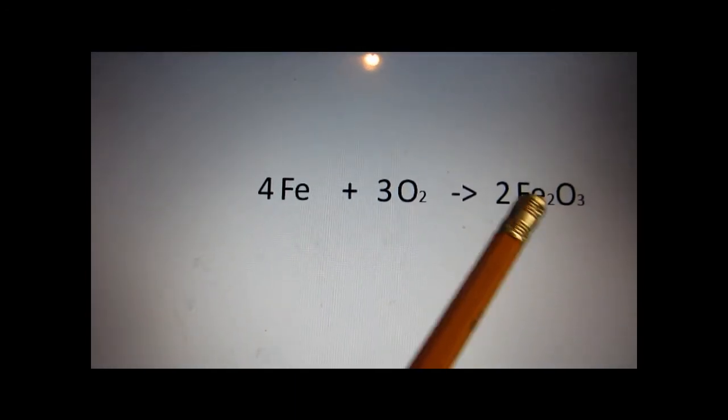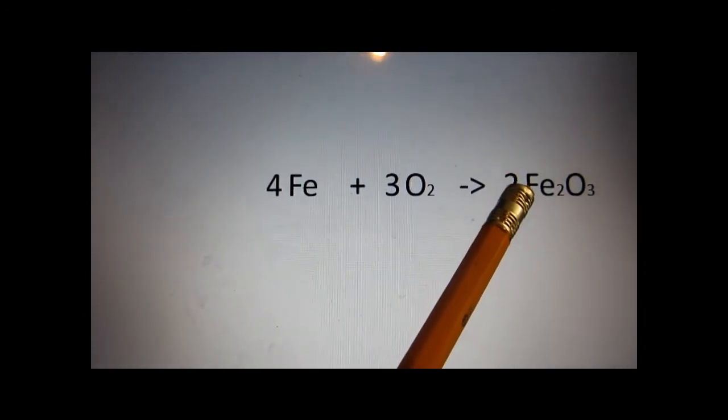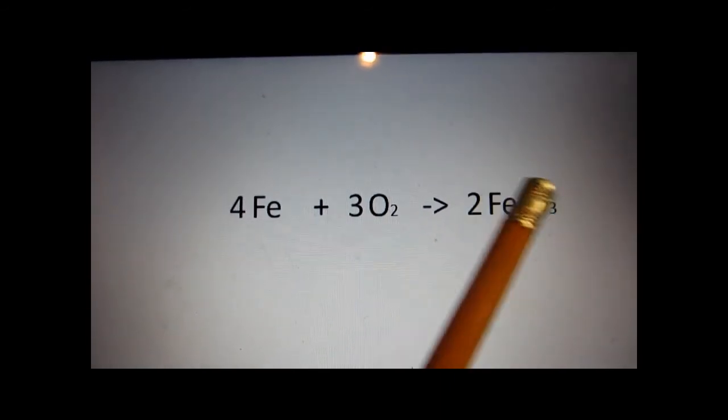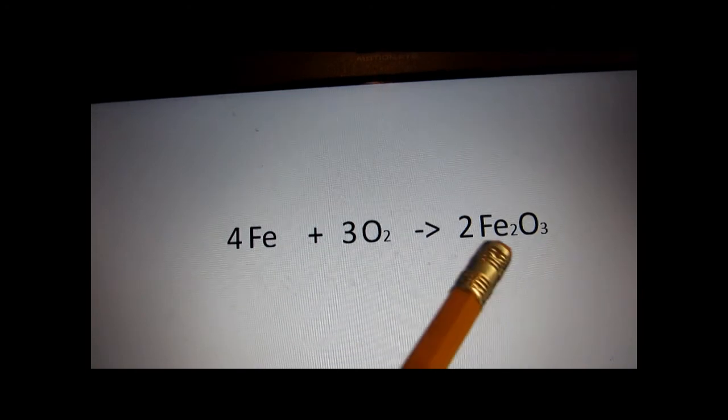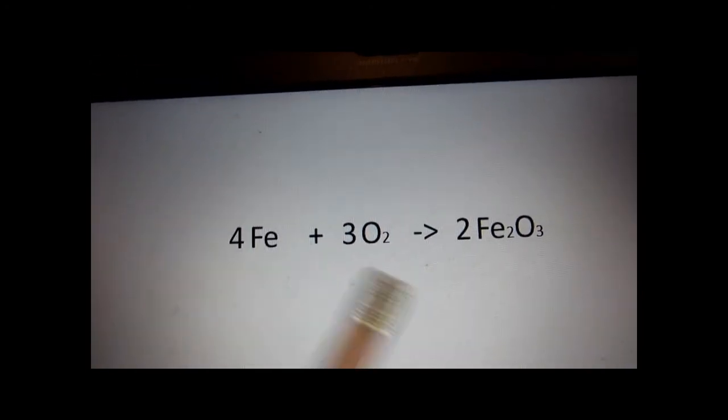2 times 2 is 4, so that's 4 iron and 2 times 3 is 6, so that's 6 oxygen. So 4 iron, 6 oxygen on this side, and 4 iron, 6 oxygen on this side. So that means it's now balanced.